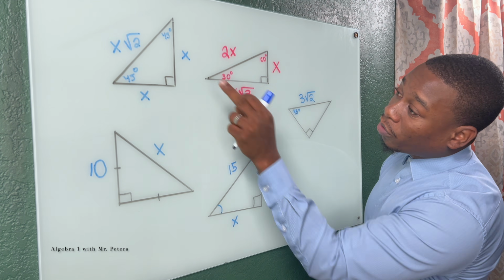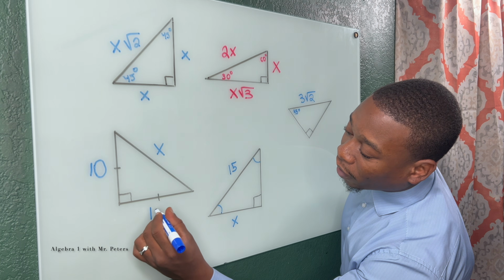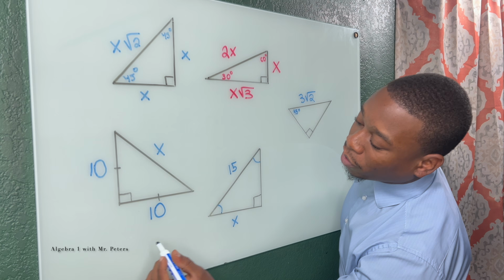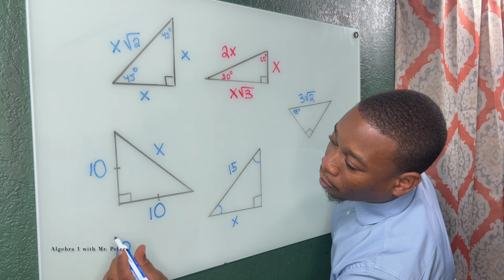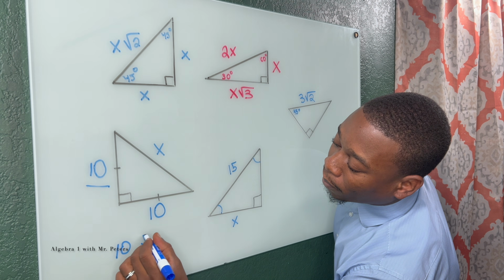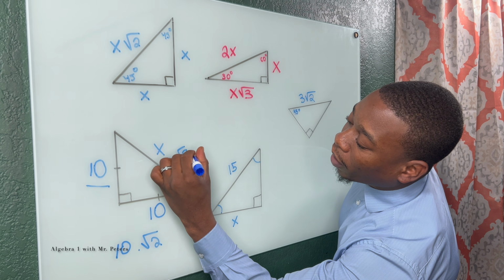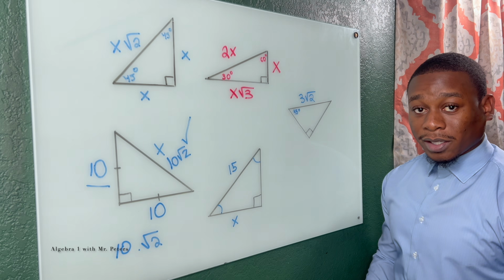So when we look at the angle relationships, I know my legs, right, are the same. And if I want to find the hypotenuse, I just take my x multiplied by radical 2. So we know the hypotenuse should be 10 radical 2 for this, and that is it.